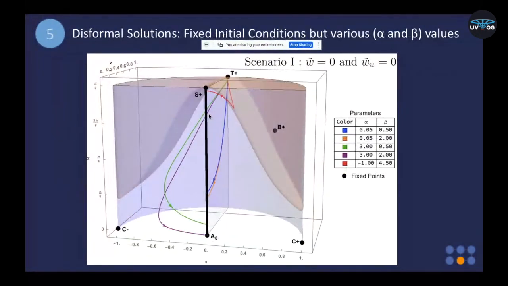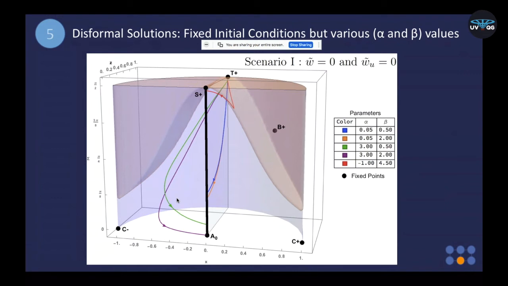Now, dealing with the trajectories, we can also fix the initial condition and investigate the different effect of alpha and beta. And basically what we see is, obviously the fixed points are the same, everything is the same. It's the trajectories which will be different.